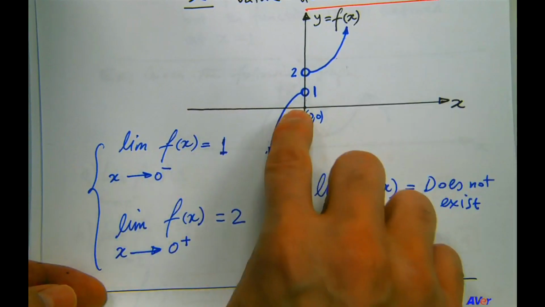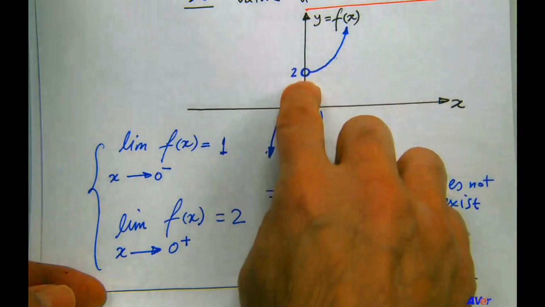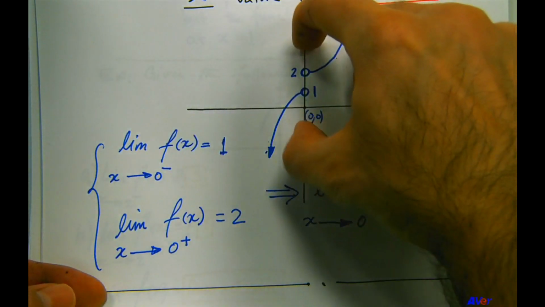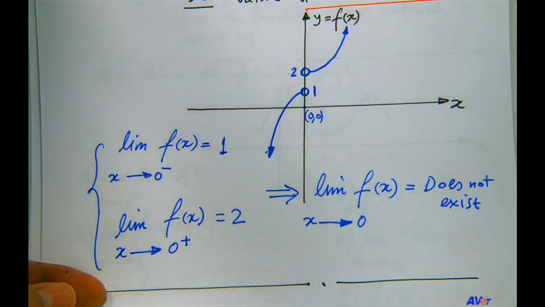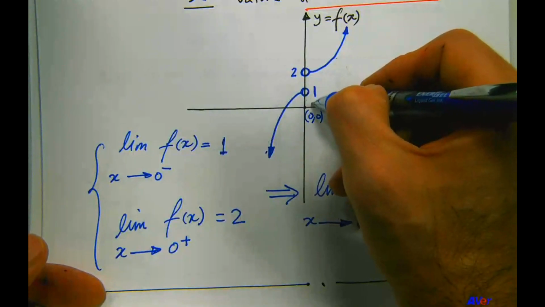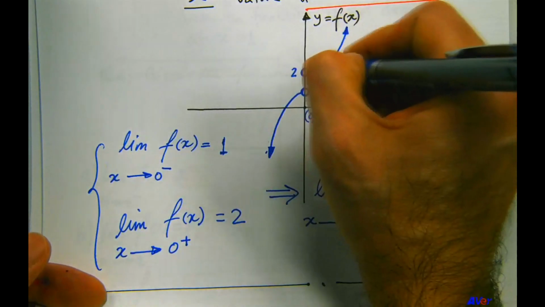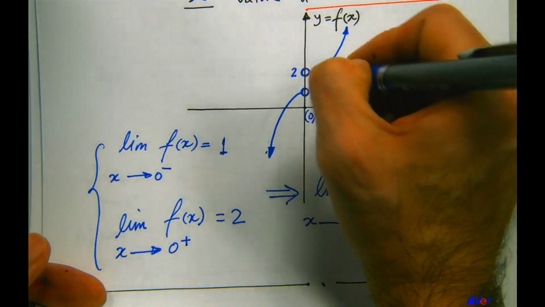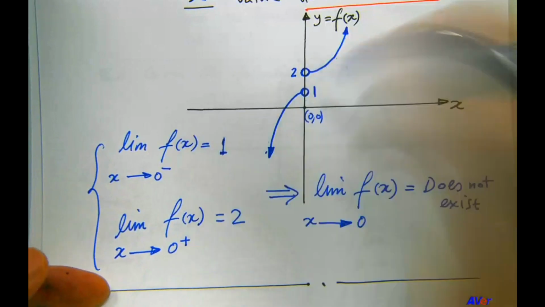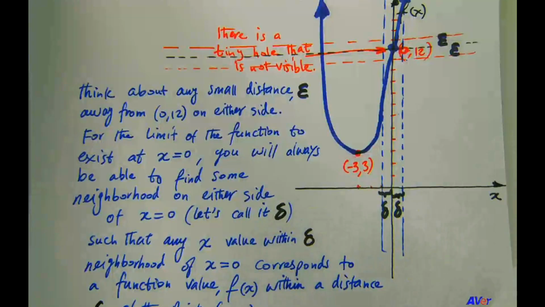So if you pick some epsilon value that is sufficiently small, so the epsilon cannot be out here, you can pick it so it's small enough to be in this region, then you will not be able to find a delta that corresponds to it. Why not? Because there is a gap here. So you can find an epsilon for which there is no delta corresponding to it. If that happens, then the limit doesn't exist. Then there's a hole or a gap in the function at that point.